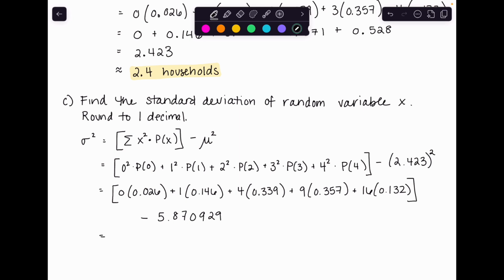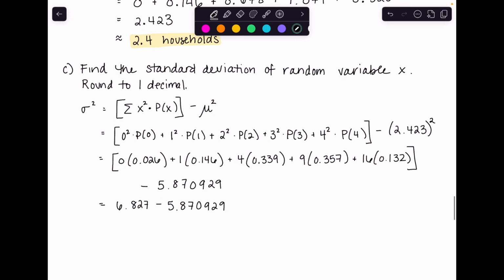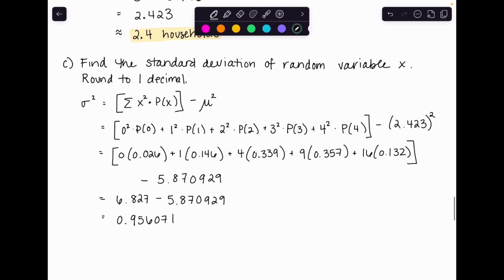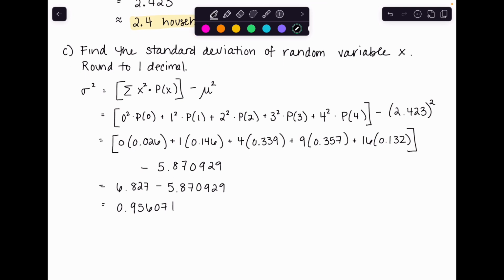And then from here, I'm going to trust you can plug all this in your calculator. It should give you 6.827. And then when we subtract 5.870929, this gives us 0.95607. So this is our variance. I'm again not going to round yet because we need to find the standard deviation.